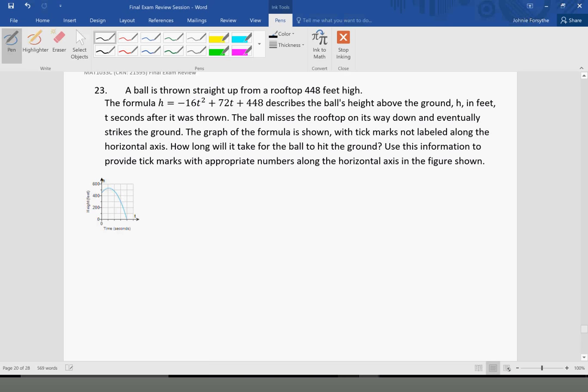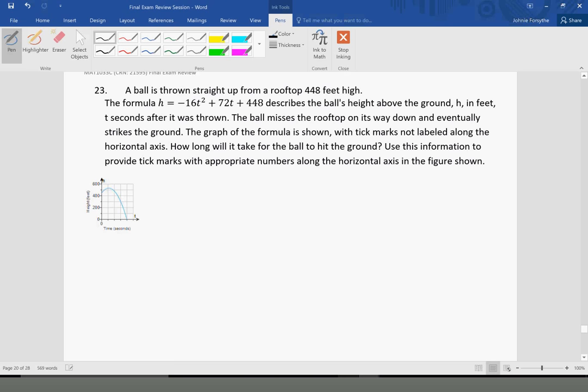Okay, a ball is thrown straight up from a rooftop 448 feet high. The formula h equals negative 16t squared plus 72t plus 448 describes the ball's height above the ground, h, in feet, t seconds after it was thrown. The ball misses the rooftop on its way down and eventually strikes the ground. The graph of the formula is shown with tick marks not labeled along the horizontal axis. How long will it take for the ball to hit the ground? Use this information to provide tick marks at the appropriate numbers along the horizontal axis in the figure shown.